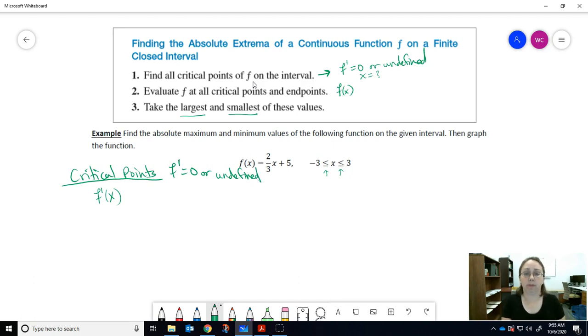Okay, so what's the derivative of this function? Well, this is actually a linear function. This is actually a straight line, which you can use that information to help you. Think about a straight line. Where's the max and the min going to be? Okay, I'll let you think about that while we work it out.